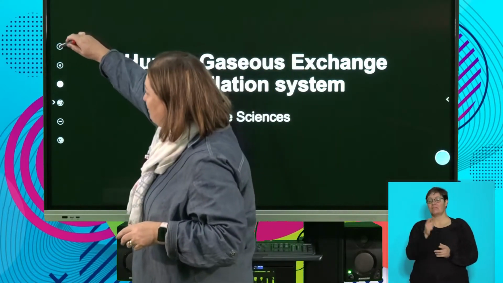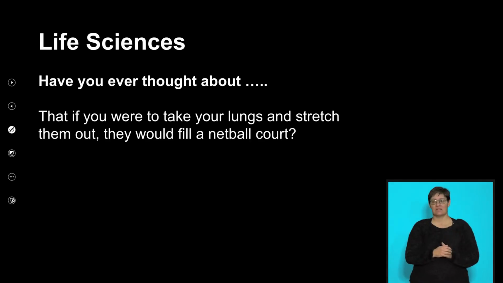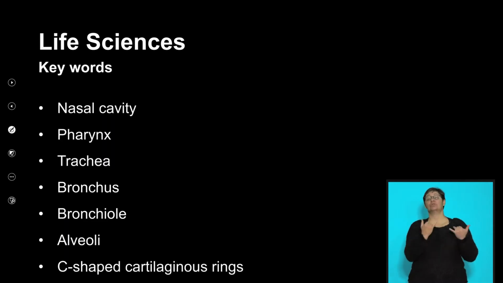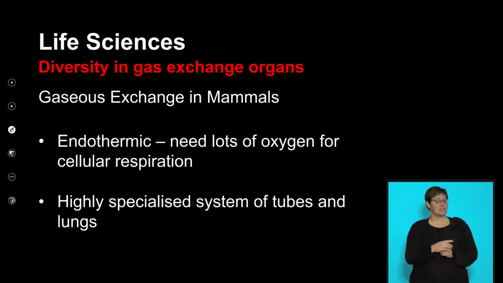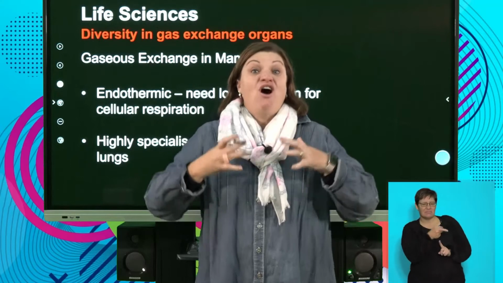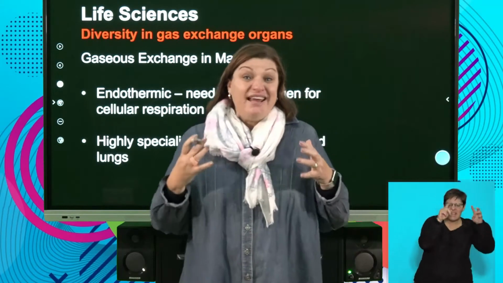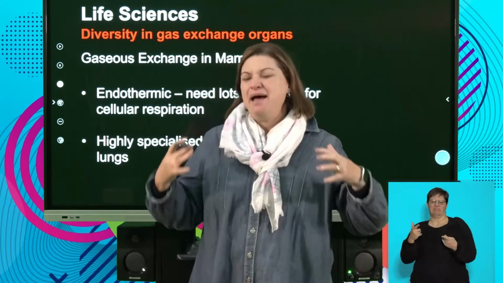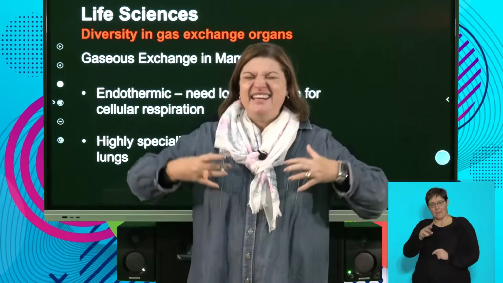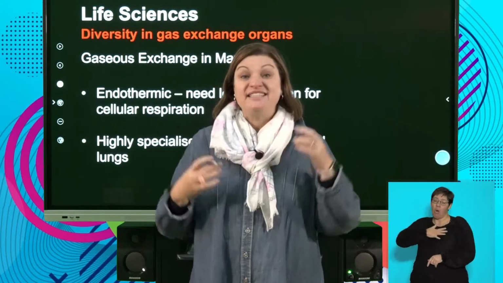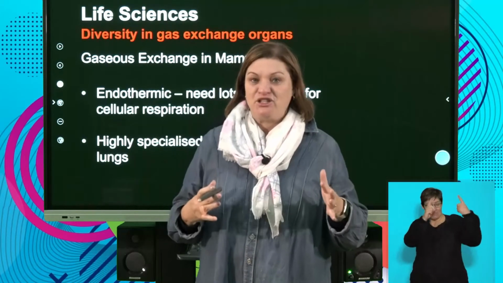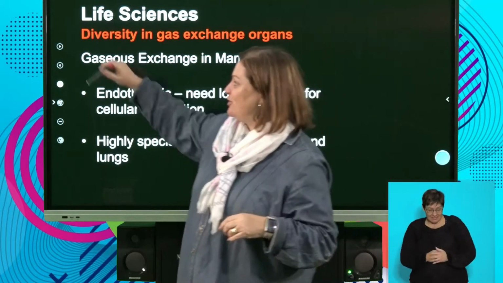Let's just quickly recap. I'm going to go onto the board, straight to the section that we're going to look at. We're starting to look at the human gaseous exchange. Last time we ended off with this whole concept of different organisms having different gaseous exchange, and then we ended off with the mammals. We said that mammals are warm-blooded and they need lots and lots of oxygen, which means they need a really, really specialized system. And that's what we're going to look at today.